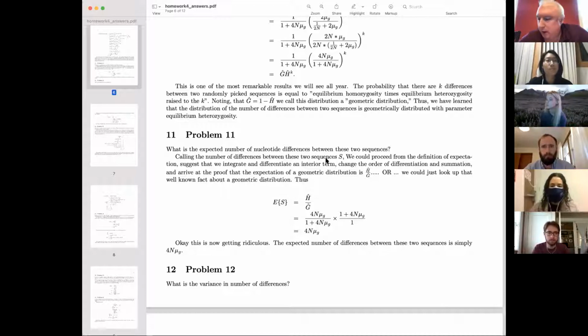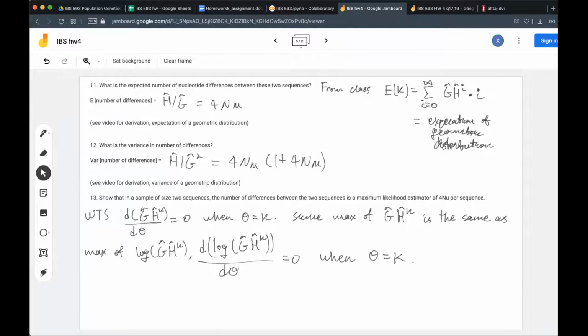Okay. Up next is Yangshi with the variance. Is he on? I thought he was on. He's not on. He was having problems finding the Zoom anyway. So I just took the notes from class and I wrote it down. There you go.